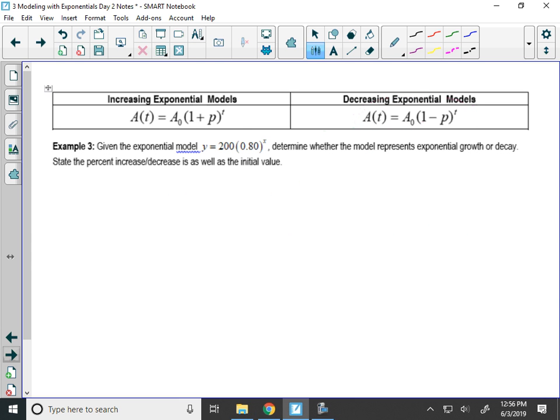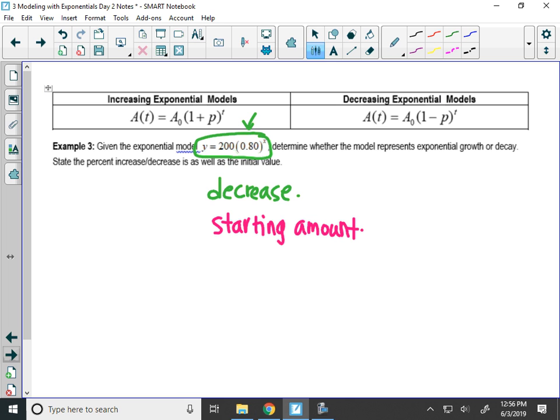All right, the next one. Given the model, it says determine whether it's growth or decay, and then the percent increase or decrease and the starting amount. Well, because I have this model here, 0.8 is less than 1. So this is percent decrease. The starting amount is the first number you see in your equation, which is 200.